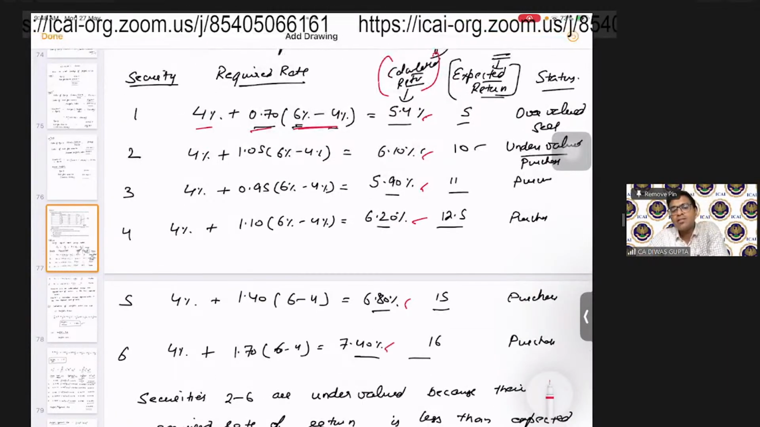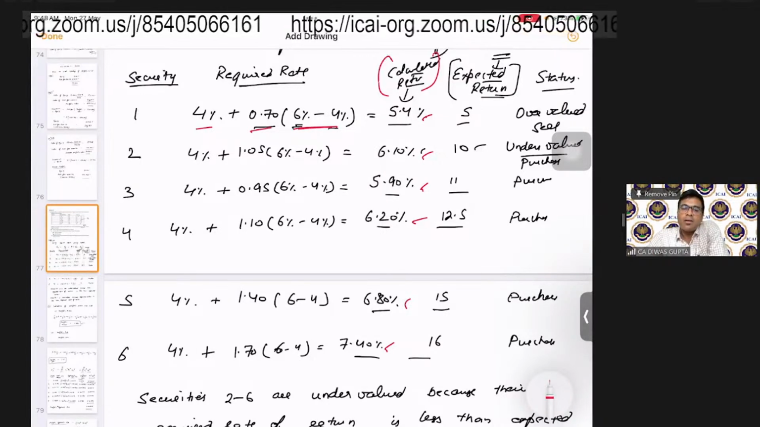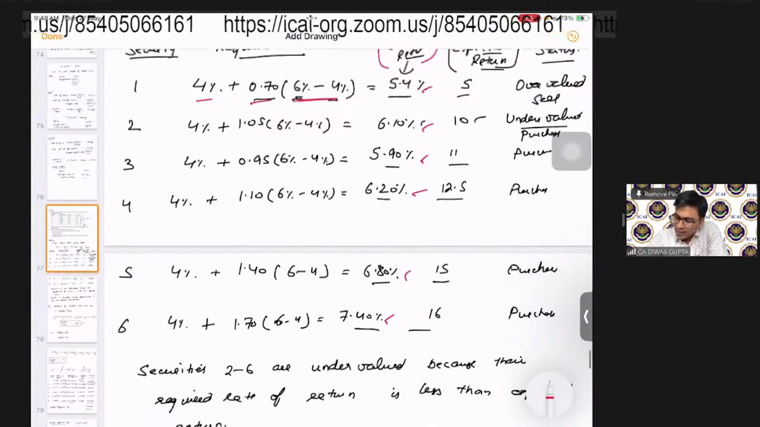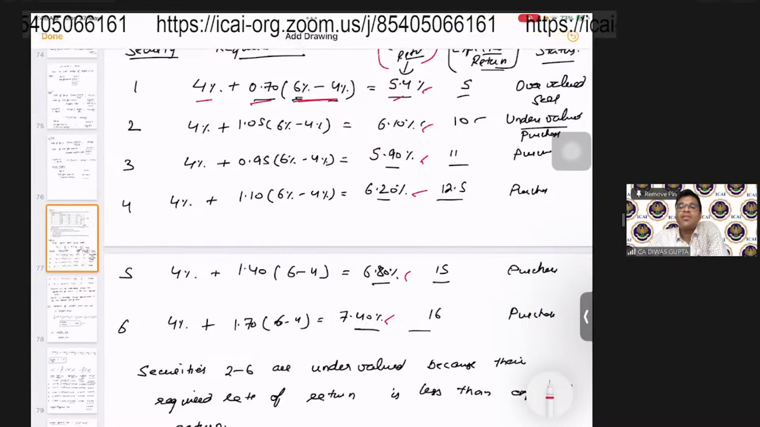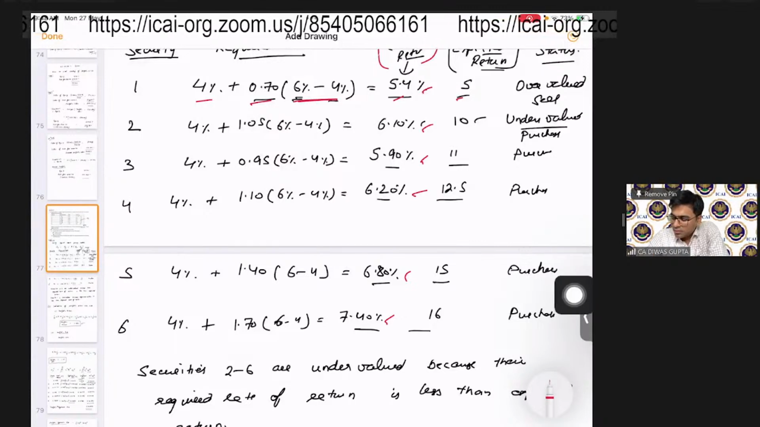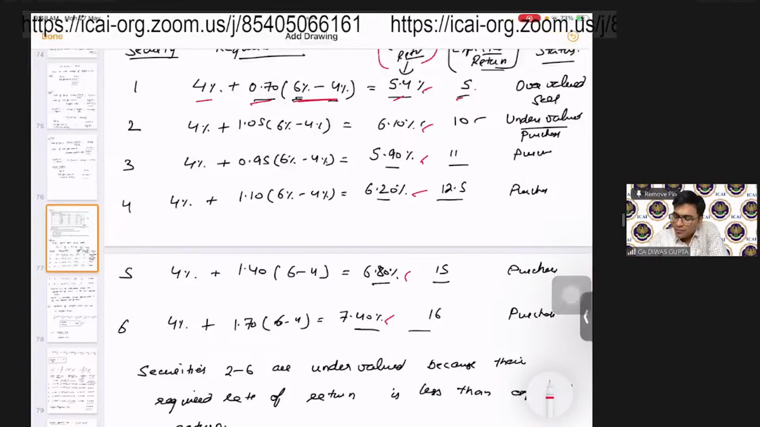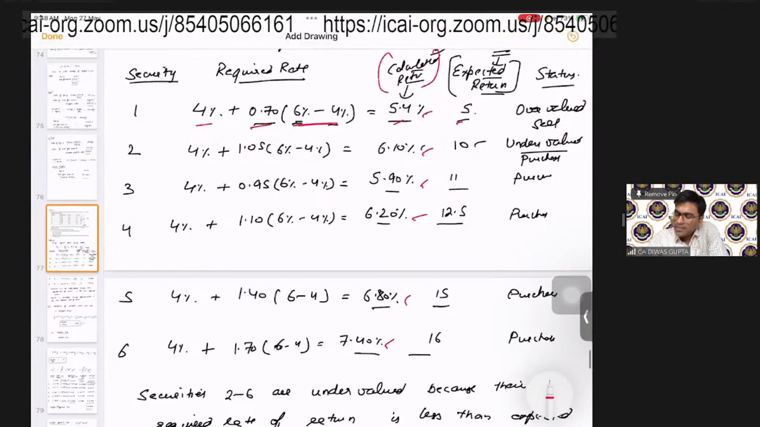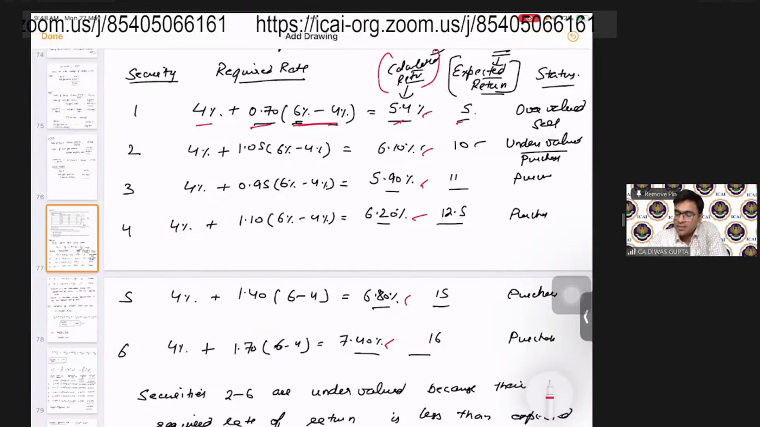So for all the securities, we take their respective betas and multiply into the risk premium, and compare with the expected return. So 5.4 against this, they're getting 5. So this is really overvalued. We should sell this, right? Because my expectation was 5.4, but I'm getting 5, and hence I should sell this.